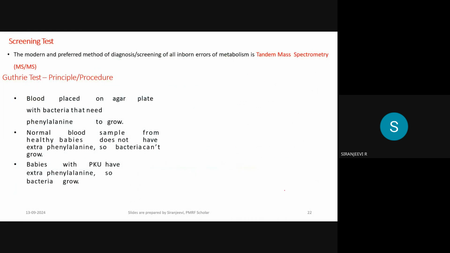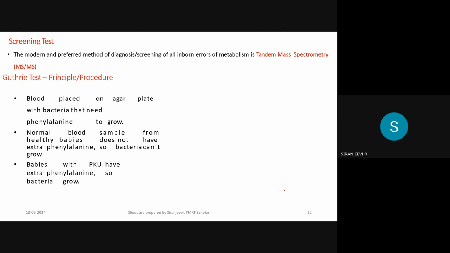The second test is the Guthrie test. This test is based on the principle of bacterial growth. There are certain bacteria which can grow only if phenylalanine is given in the Petri plate. So while making the media, we make two sets of plates. One is in the presence of phenylalanine, another is in the absence of phenylalanine, and the third one is with the patient samples.